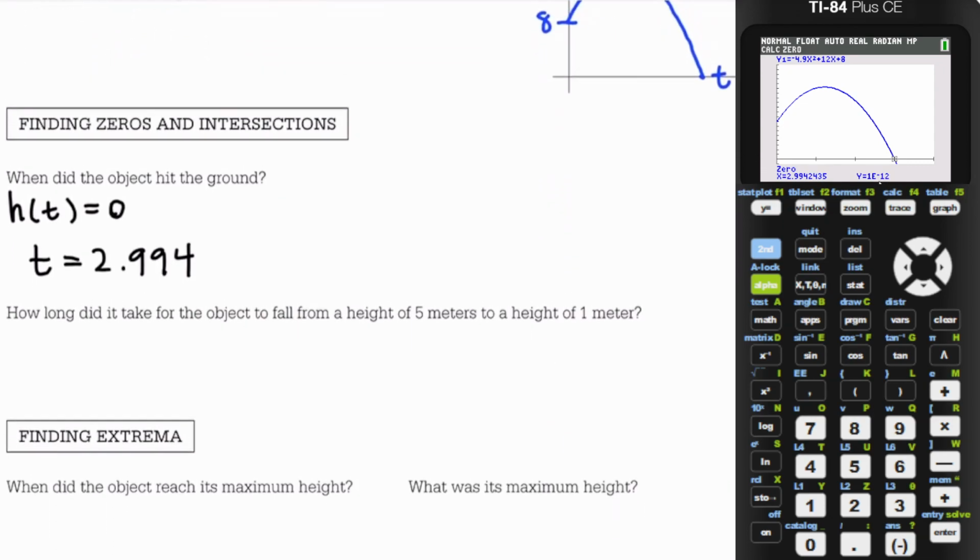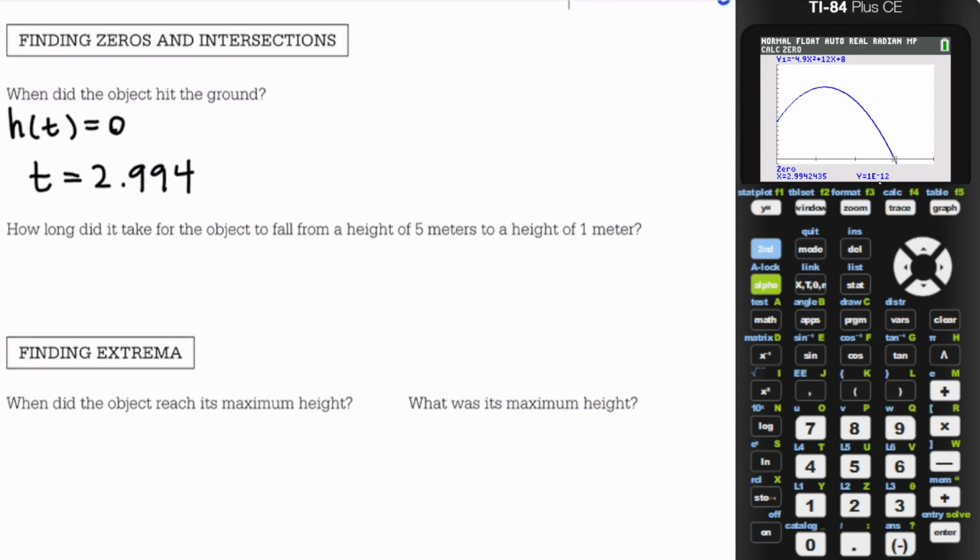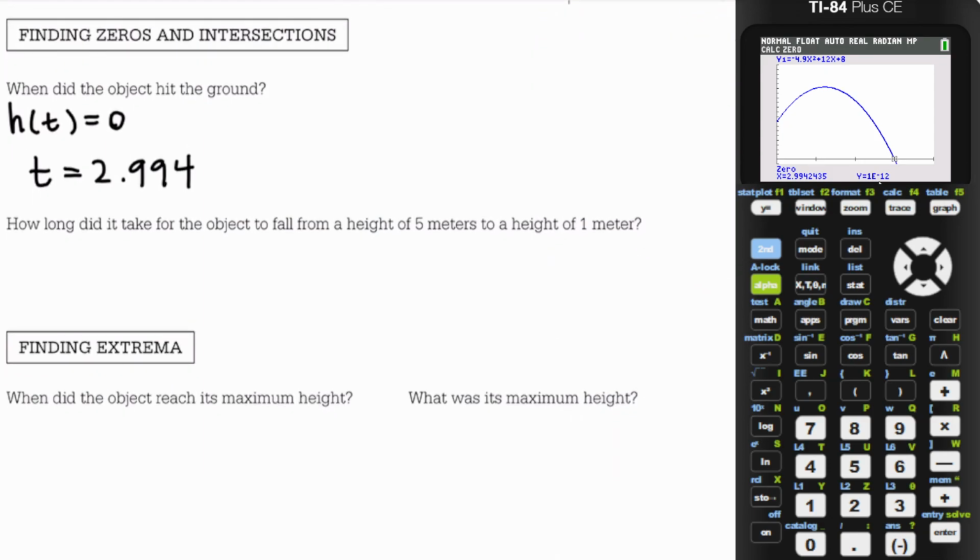And then how long did it take for the object to fall from a height of 5 meters to a height of 1 meter? All right, so what we're going to need to do is we're going to need to find when does h of t equal 5, and when does h of t equal 1.